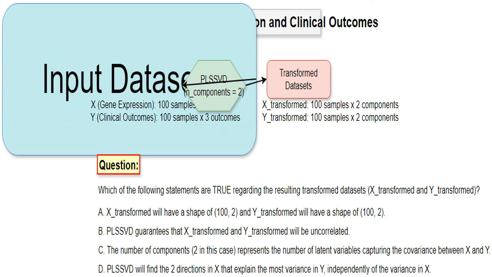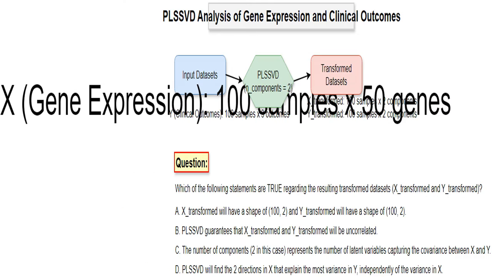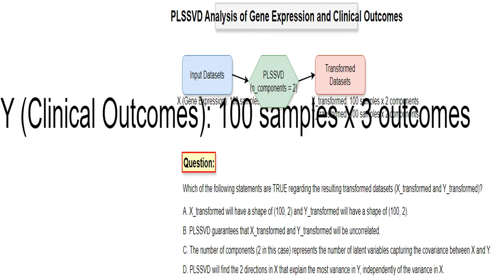Pretty cool, right? This simply restates that dataset X has 100 rows, samples, and 50 columns, genes. Each cell contains a value representing the expression level of a particular gene in a particular sample. I'm picturing a spreadsheet here. Similarly, dataset Y shows 100 samples and 3 clinical outcomes. Each row represents a patient, and each column represents a different clinical measure for that patient. Maybe things like blood pressure, heart rate, and cholesterol levels.